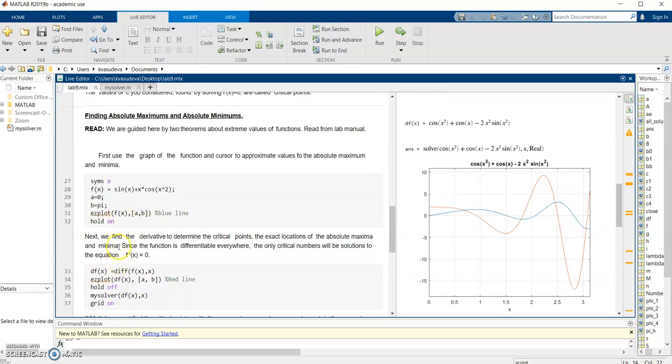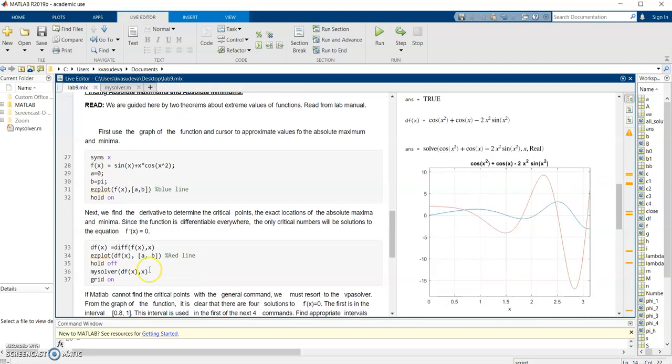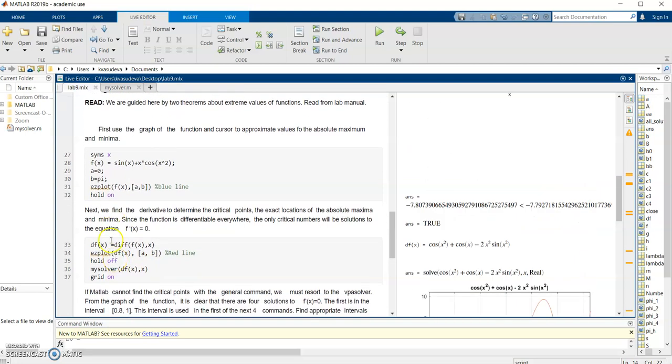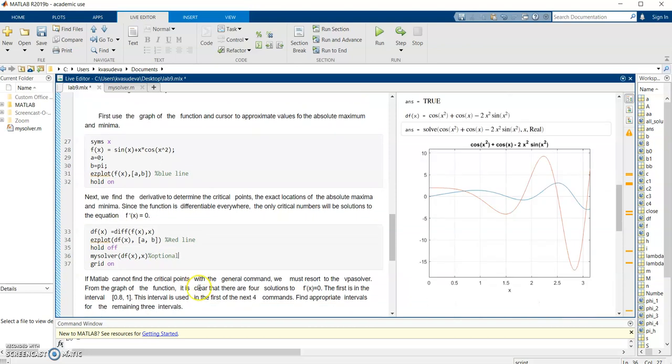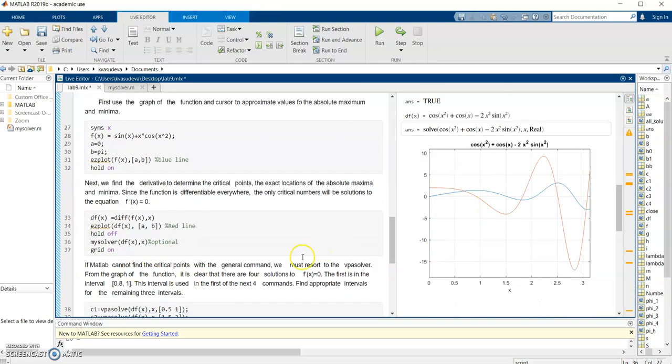Then plot the two functions. Plot f of x in the given interval, plot derivative of f of x on the given interval. Before that, you must not forget to take the derivative of f of x. You may not do hold off here, so take it as optional. Switch on the grid for easy access.